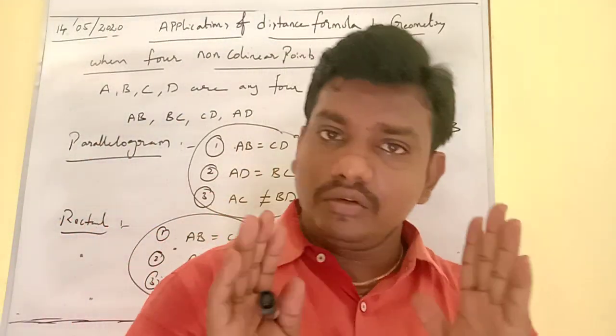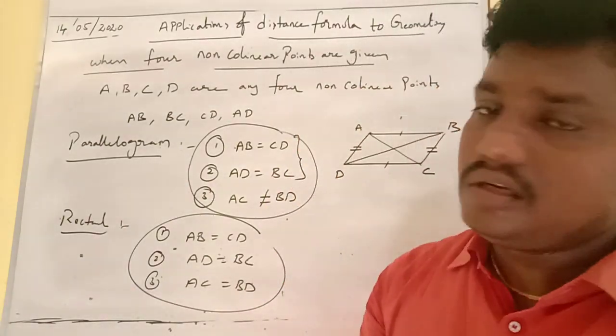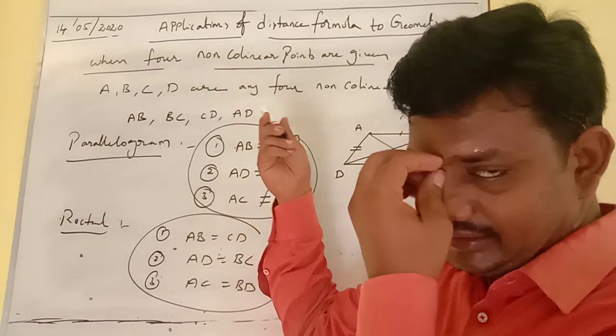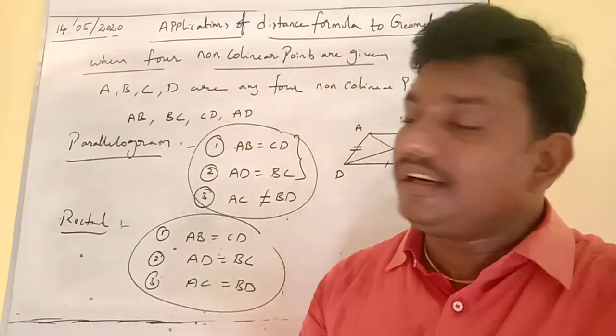That means here also, whenever they give a quadrilateral, we have to find all the 4 sides. If it is a special quadrilateral, we must find the diagonals also.